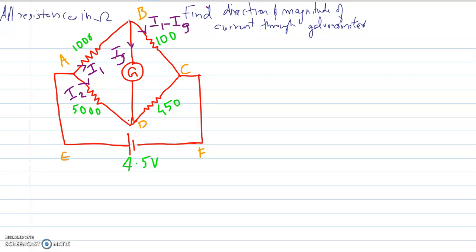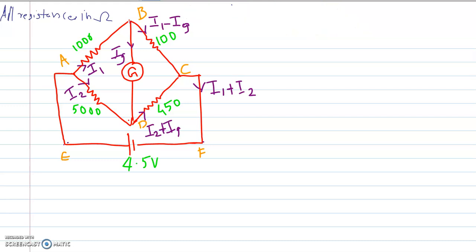When the current is reaching the point D, it becomes I2 plus IG. And when both reach point C, it becomes I1 plus I2. That same I1 plus I2 is flowing from point F to E and also from E to A, and then dividing into two. So the first thing is marking the currents and their directions. Once the current directions are marked, we can use KVL and KCL in order to solve this particular problem.